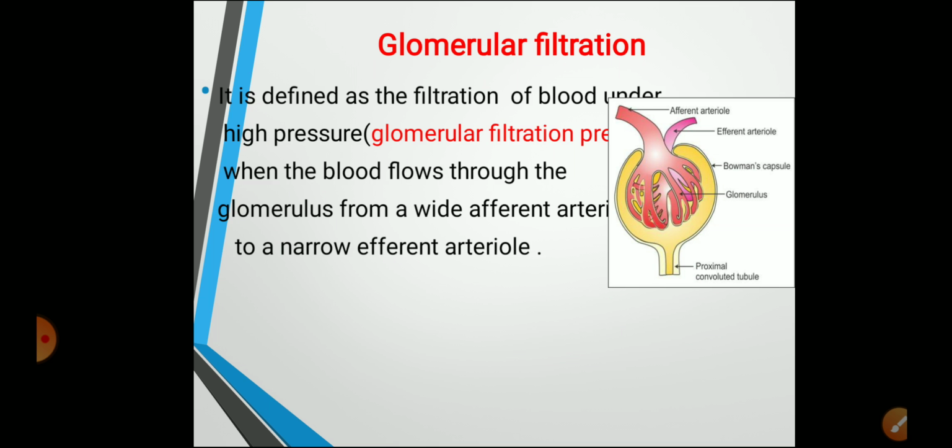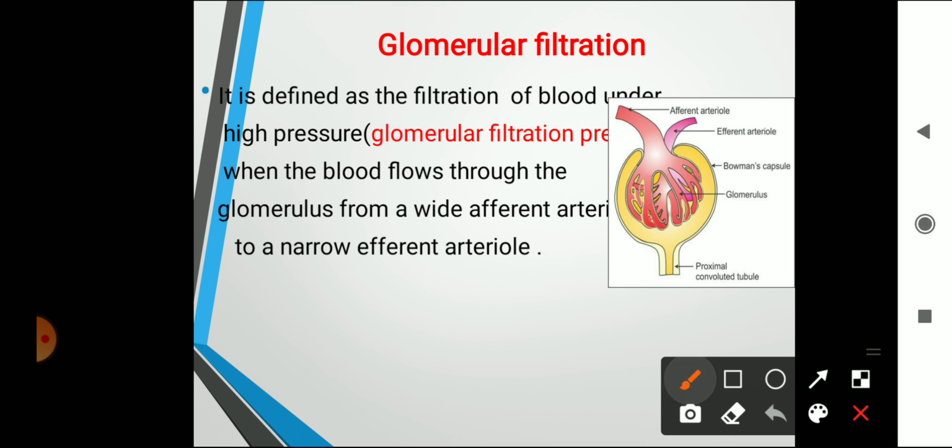It is defined as the filtration of blood under high pressure. This pressure is called glomerular filtration pressure. The word pressure, the last word, is hidden by that picture. So glomerular filtration pressure, when the blood flows through the glomerulus from a wide afferent arteriole to a narrow efferent arteriole. So now in the picture you can see this is the Bowman's capsule.